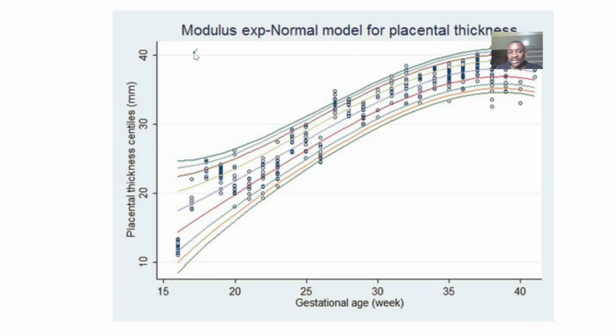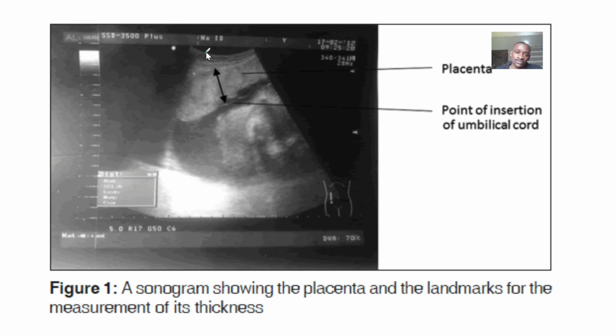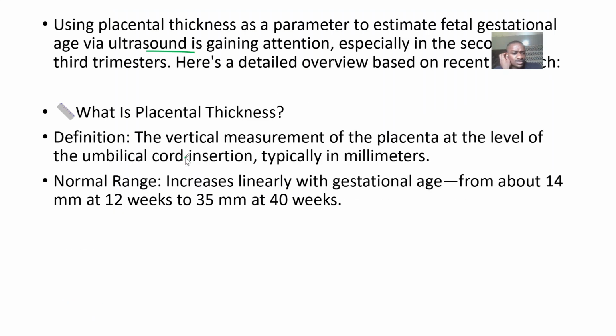So what is placental thickness? Of course, here you can actually see this arrow. This arrow is trying to point at the placenta here, right? So you're trying to know how thick this is. It is the vertical measurement of the placenta at the level of the umbilical cord insertion, typically in millimeters. So it is about 14 millimeters at week 12 and about 35 millimeters at week 40.